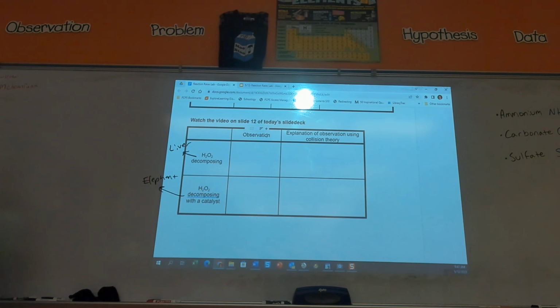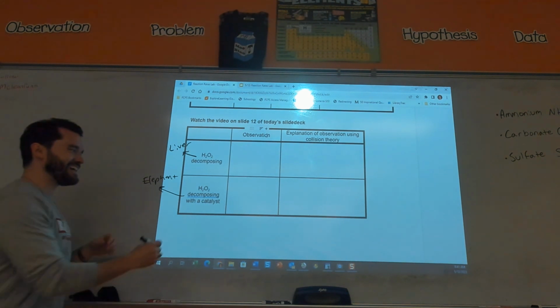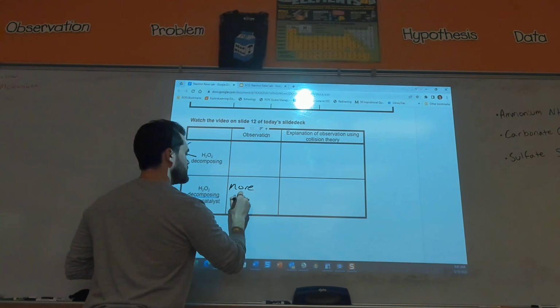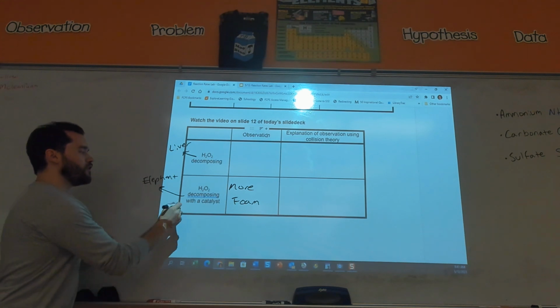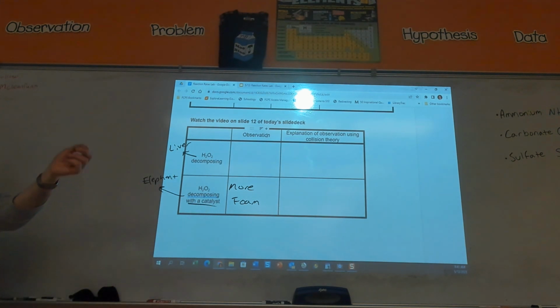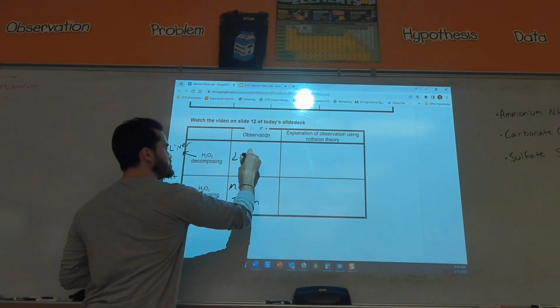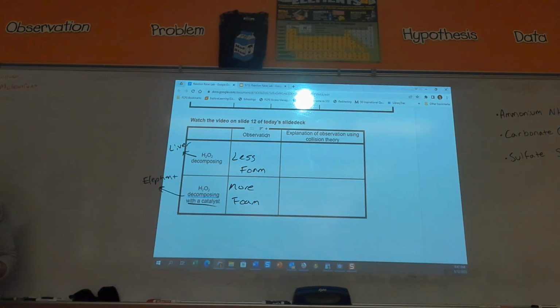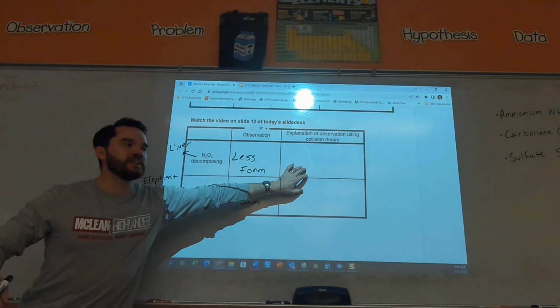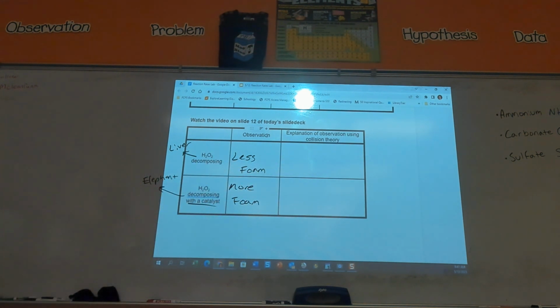Foamy, yeah, more foam. No, I think that's actually a good way of putting it, because I think foam is the key thing you notice there. You made way more foam whenever there was that catalyst present versus when there's no catalyst present, where you had less foam being made.